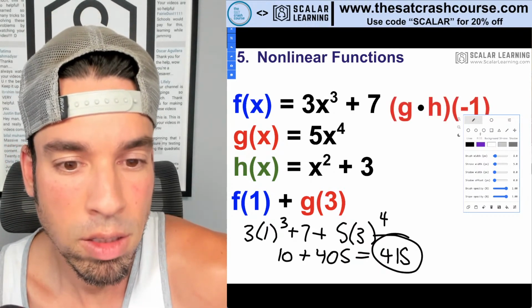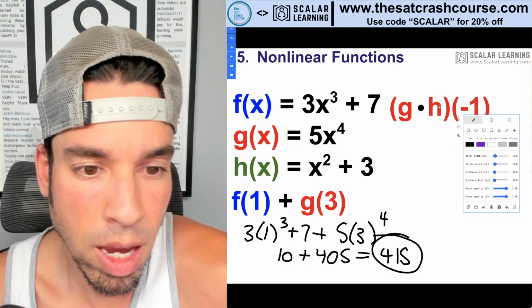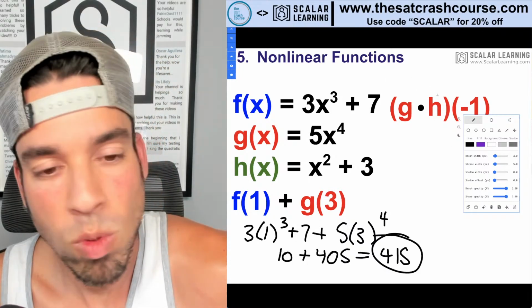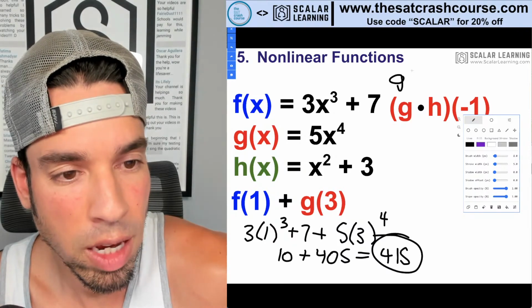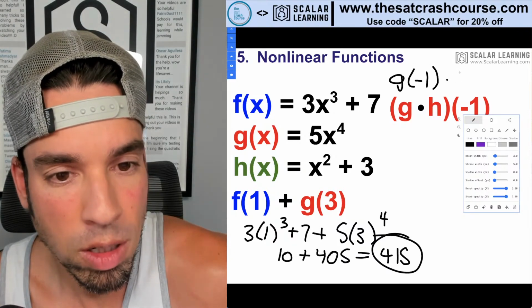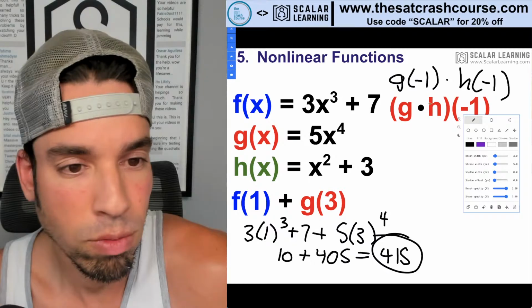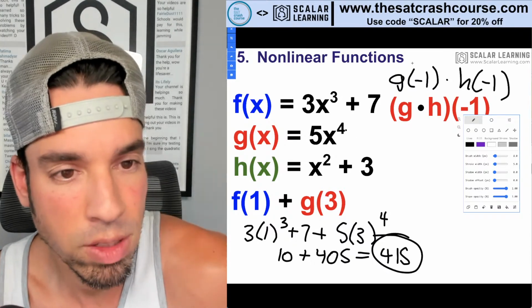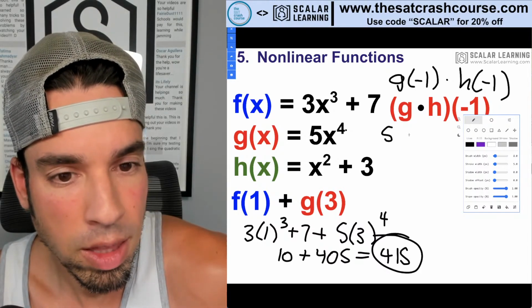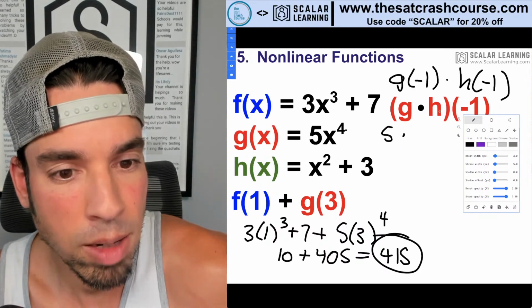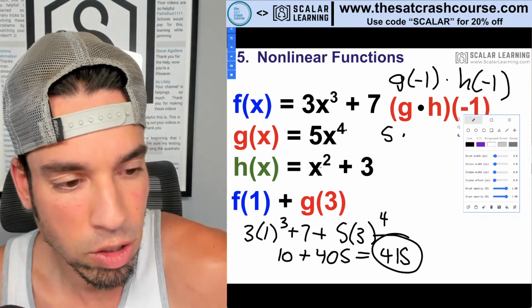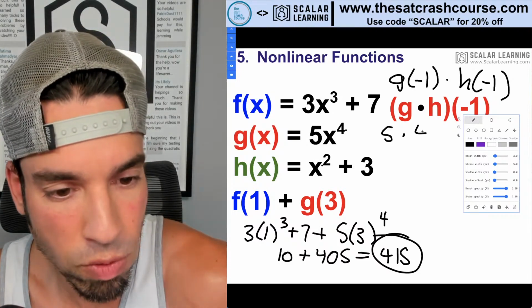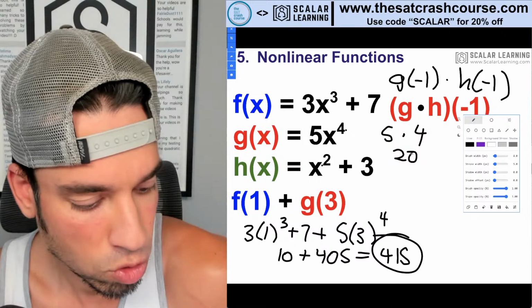Now we've got g times h of negative 1. So what is this? This is really saying g of negative 1 times h of negative 1. So what is g of negative 1? Plug in negative 1 here. Negative 1 to the fourth is 1, times 5 is 5. And then we want times h of negative 1. Plug in negative 1 here. Negative 1 squared is 1 plus 3 is 4. 5 times 4 is 20.